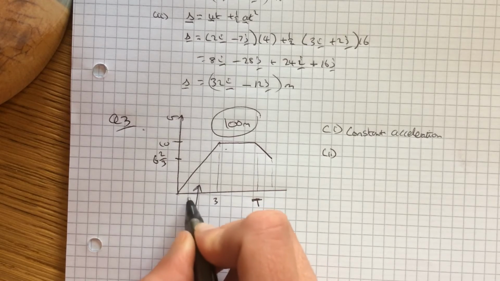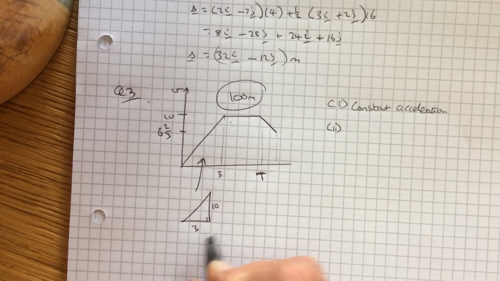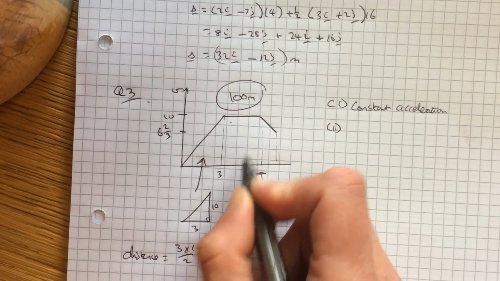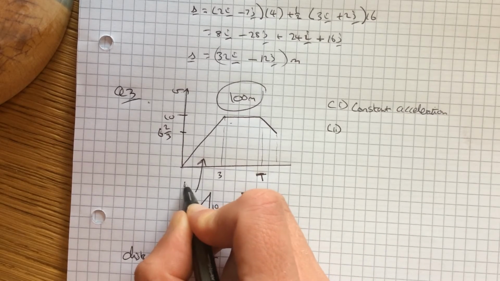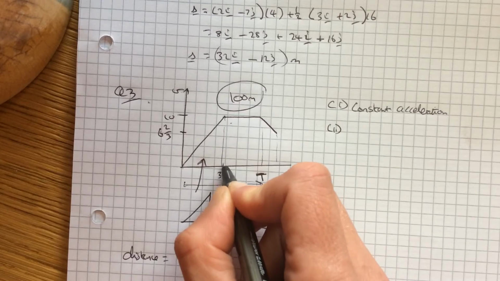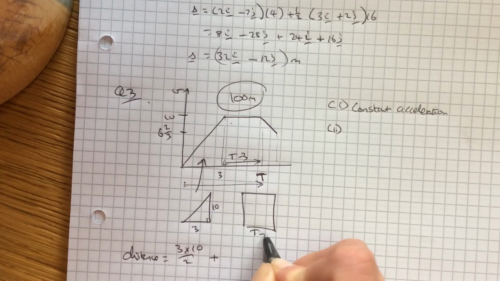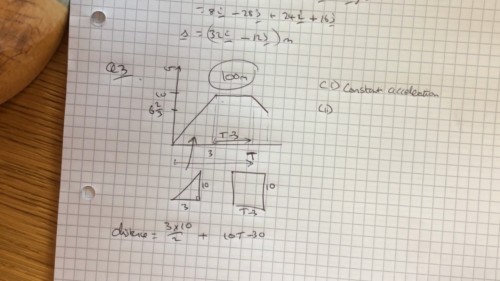So the area of this triangle, I'll draw it out to make it clear, so it's 3, 10. The area of that triangle is base times height divided by 2. So it's the distance, it's the area. Now, this middle rectangle, be very, very careful with that. Time t is from here up to there, so the width of your rectangle is actually t minus 3. So that's t minus 3, and it goes up to a height of 10. So the area of that is 10 times t minus 3, so it's 10t minus 30.